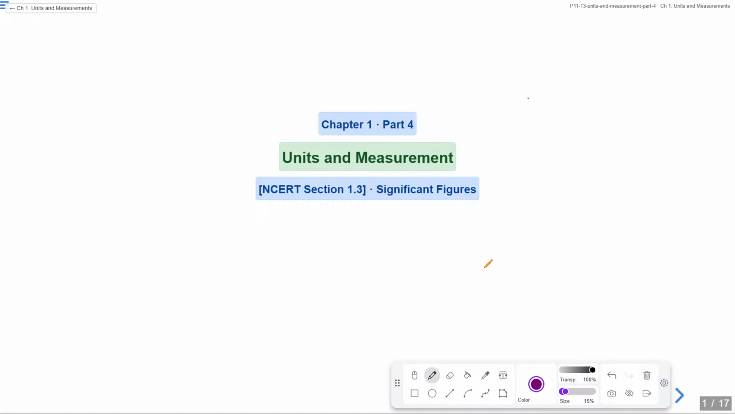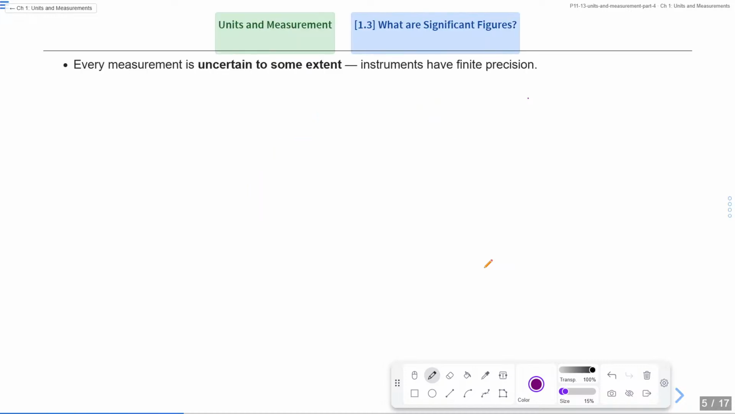So what are significant figures? Firstly, we will discuss that, but I will take some example first, then I will explain that. So suppose you have a meter scale, the scale you have in your geometry box or in your bags. So this is the calibration of that scale. 0, 1.